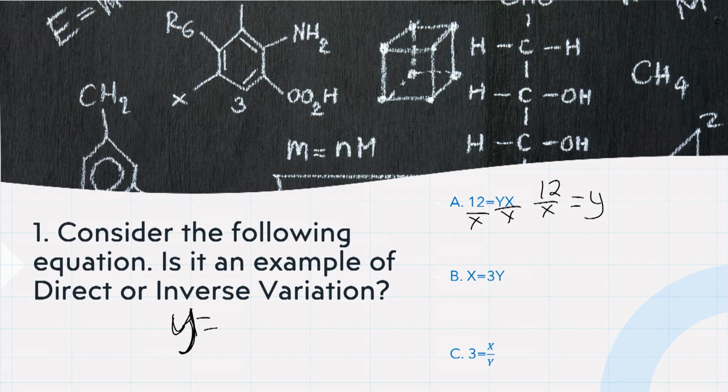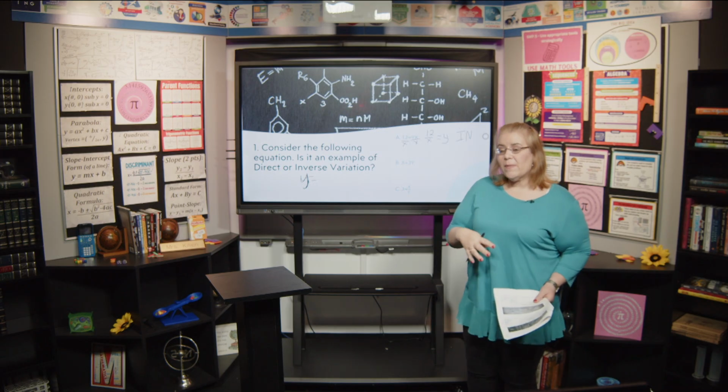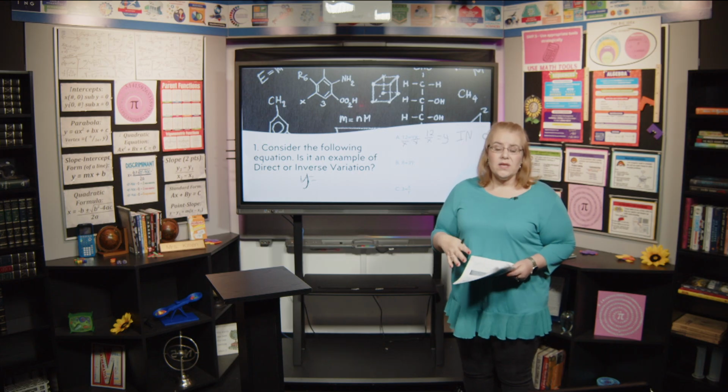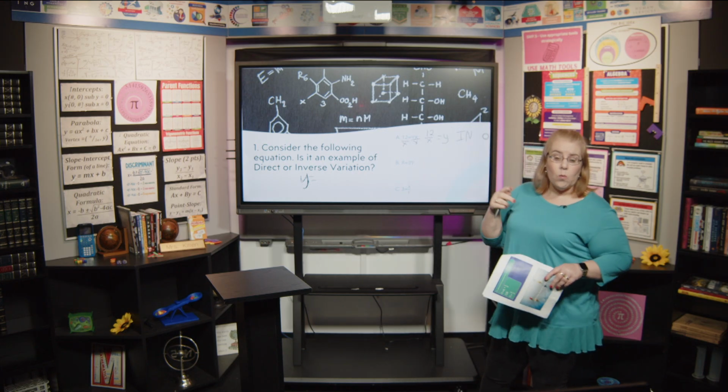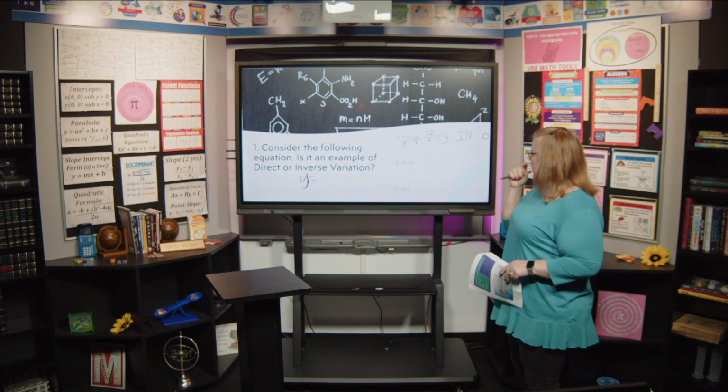And what did we say when we had our y equal that 12 over x? We said it was inverse variation. Good job. Let's look at b. It says x equals 3y. Now we do have x by ourselves, but that's not what we're looking for when we're looking for that general formula. That general formula is telling me to get the y by itself. So what are we going to do here?